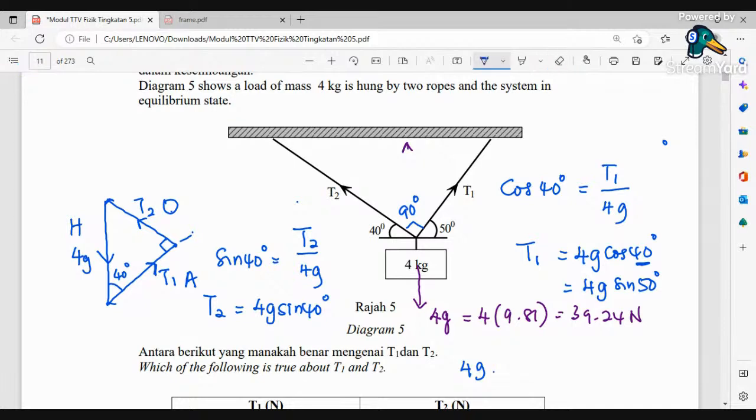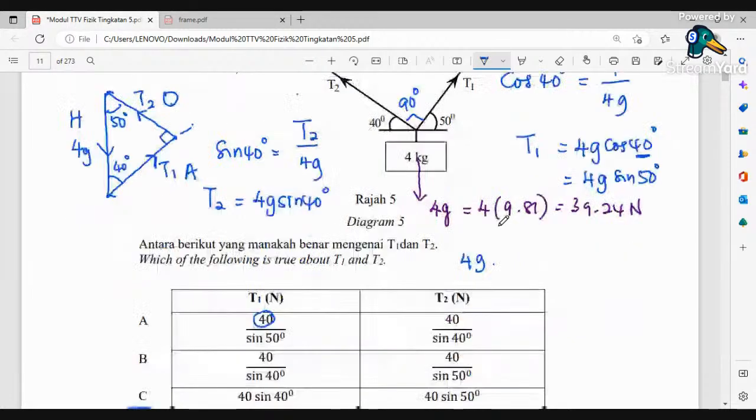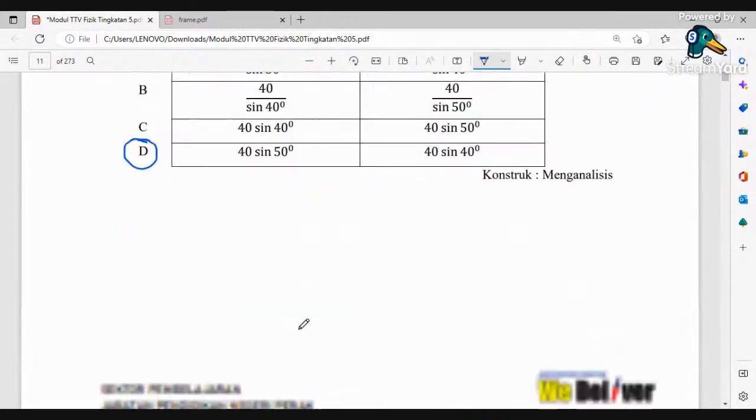Okay, so the angle here is 50. This is a right angle triangle. So that's why we get D, the answer.